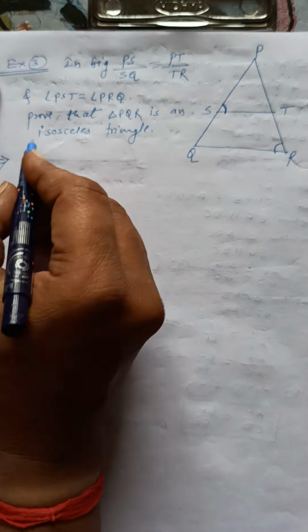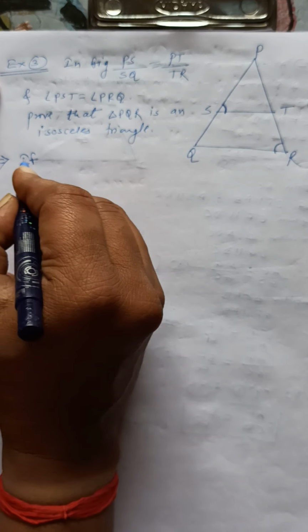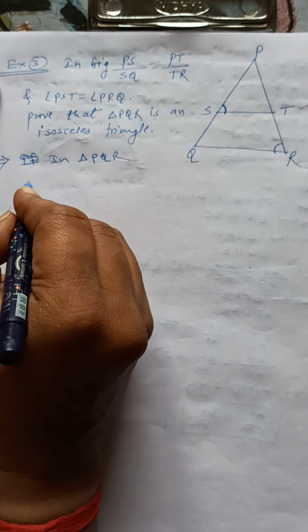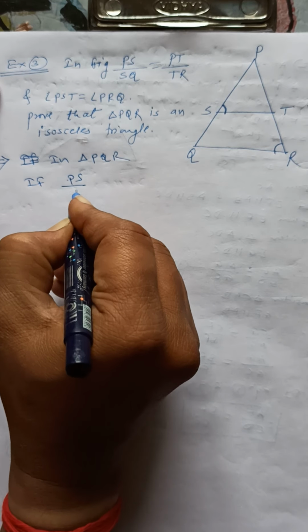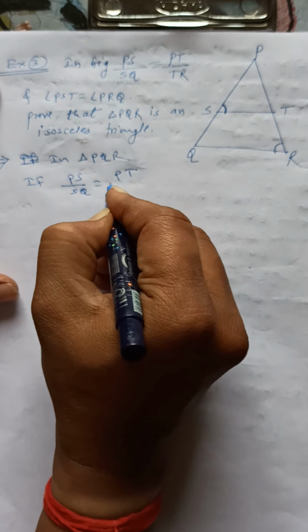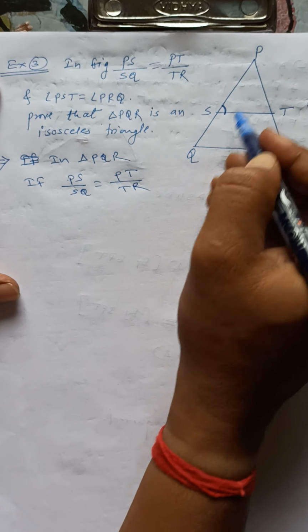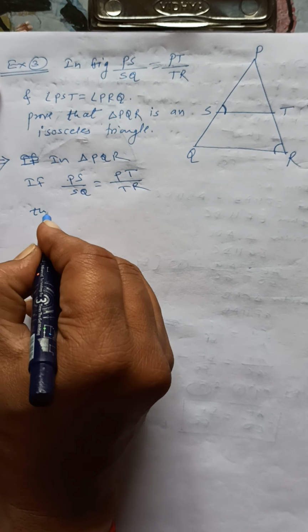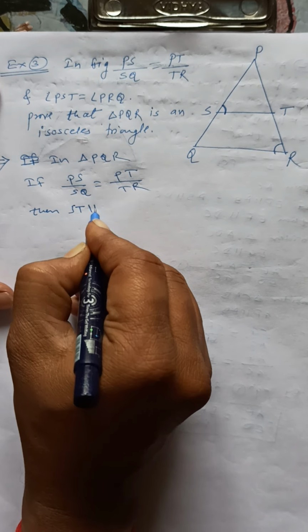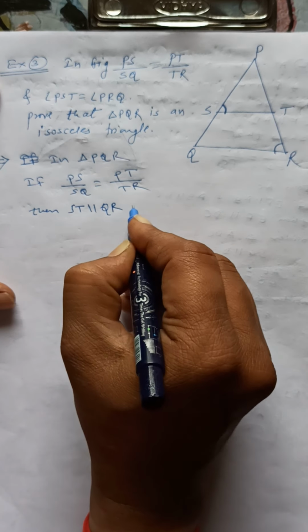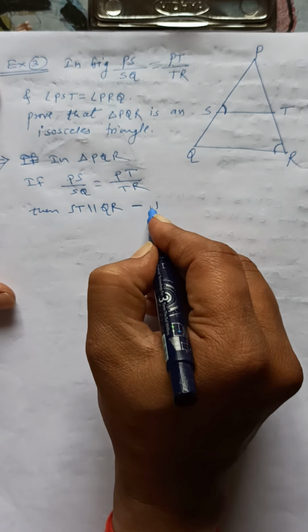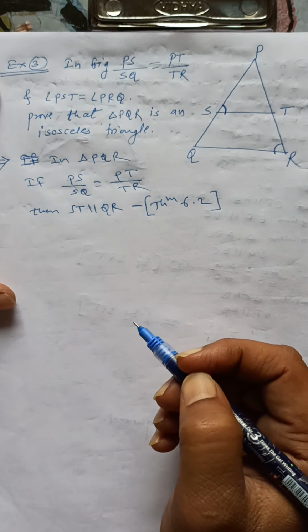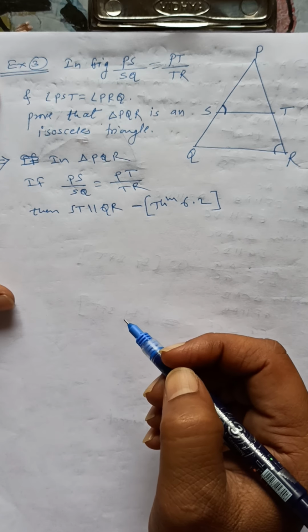How do we prove it? See here, in triangle PQR, if PS upon SQ is equal to PT upon TR, then we can say that ST is parallel to QR. Why? By theorem 6.2, that means the reverse of the BPT theorem, or the converse of the BPT theorem.